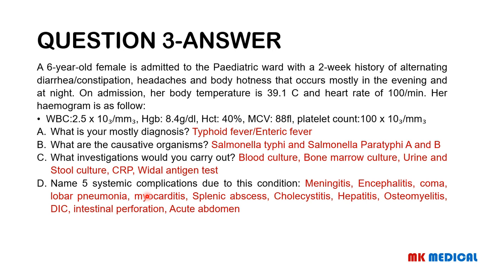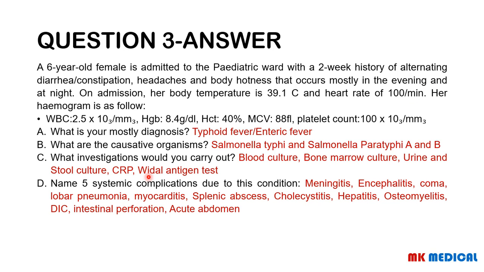So this is a child that has alternating diarrhea and constipation. Whenever you see such a thing with a fever and you see that this person has a low platelet count, then you should think that this person has enteric fever or typhoid fever. Now remember that this is going to be caused by Salmonella typhi or Salmonella paratyphi, especially type A and type B. Remember, in the first week you can culture this from the blood. The second week you can culture it from the urine. The third week you can culture it from the stool. So you can add blood cultures, bone marrow cultures, which are much more specific, urine and stool cultures.